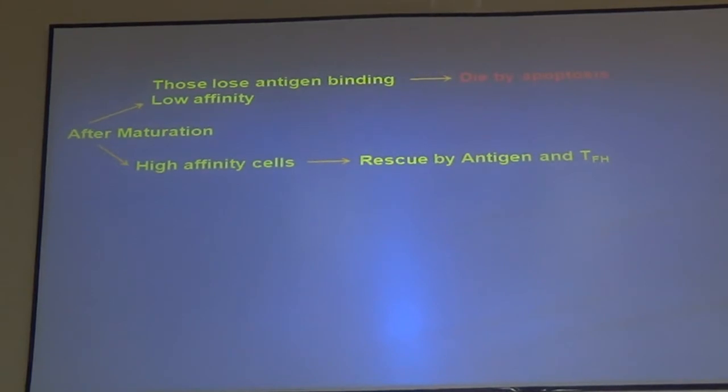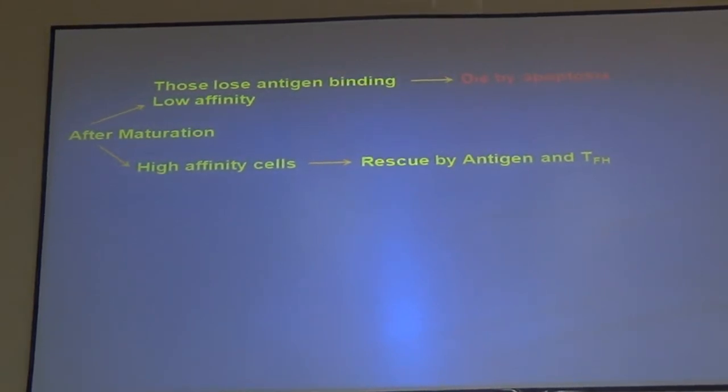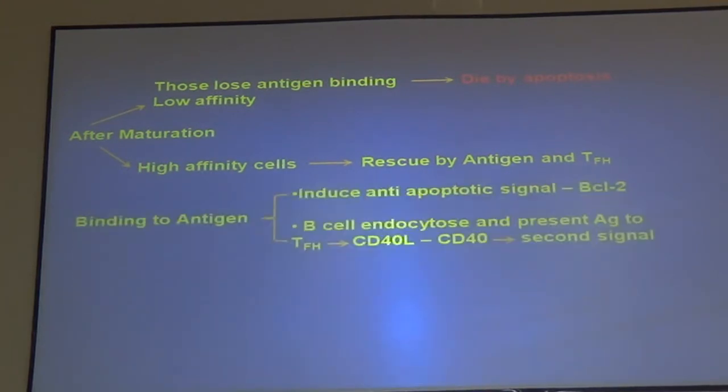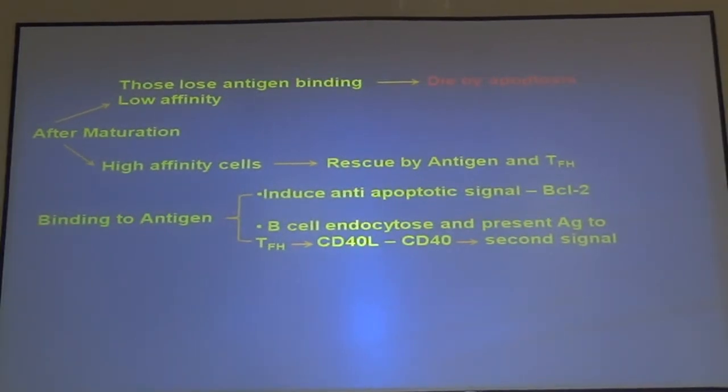So we mentioned that after maturation, those that don't have antigen binding will die, and only the high affinity cells will survive. The reason they survive is because they receive a signal by the antigen and T cell. For production of the high affinity cells, we need the B cell to bind to the T cell. If they don't have a receptor, they will die.